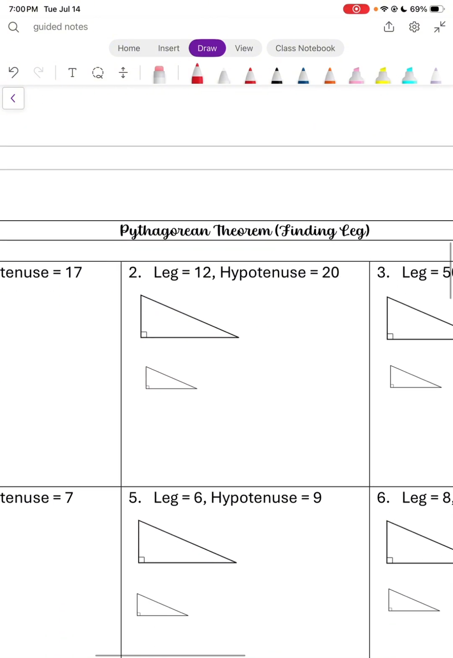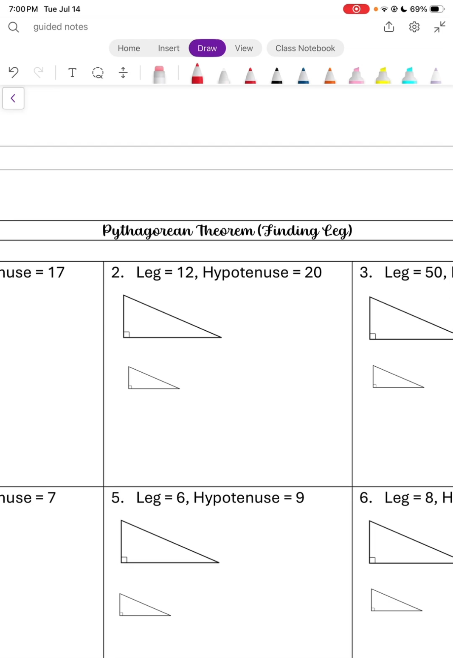Next problem, and I believe these first 2 or 3 problems will all be triples. One leg is 12, hypotenuse is 20. If you can reduce the triangle, same thing. Both of those will divide by 4, which gives you a 3 and a 5. And I believe that's another triple. That'll be a 3, 4, 5. Since we divided by 4, we now must multiply by 4, and that gives us a third length of 16.